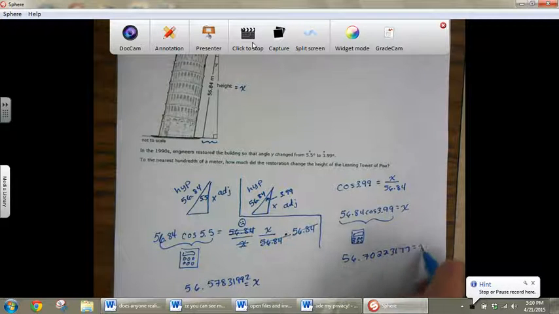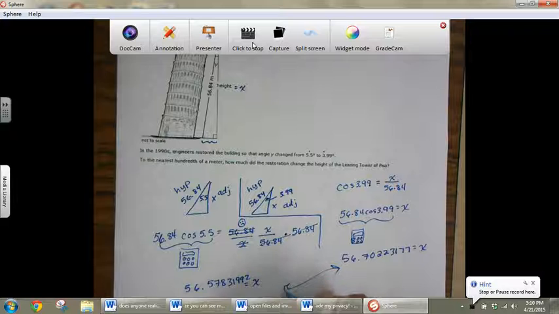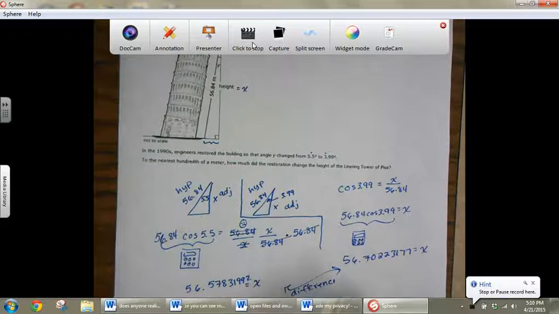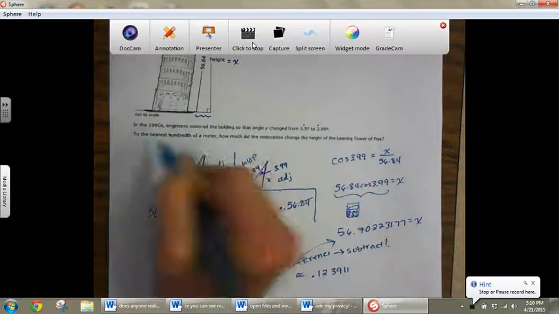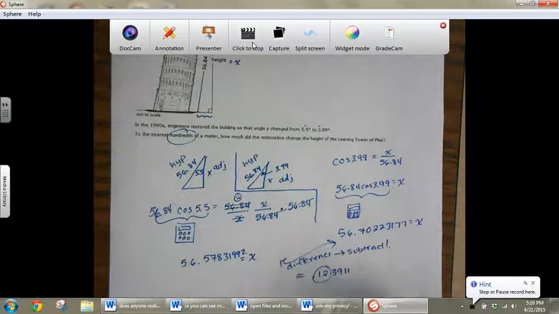you would get 56.70223177. So you find the difference, and you get 0.123911. Oh, difference means subtract. Like you didn't know that. So then you get this, and they said to round it to the nearest hundredth of a meter, and so it would be 0.12 meters.